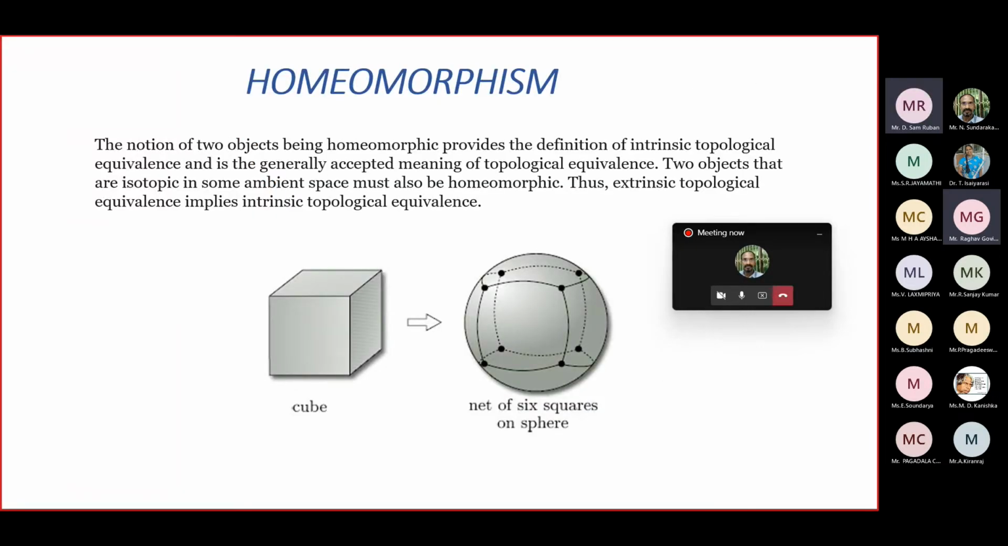What is topology? Topology is a mathematical study of properties of surfaces that are preserved through deformation, twisting and stretching, but tearing is not allowed. In simple words, we can say topology is a study of continuity and connectivity. This is the principle used in topology.